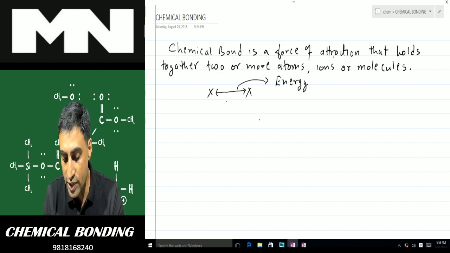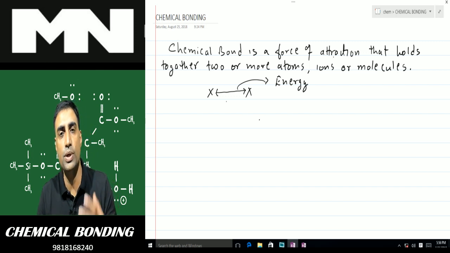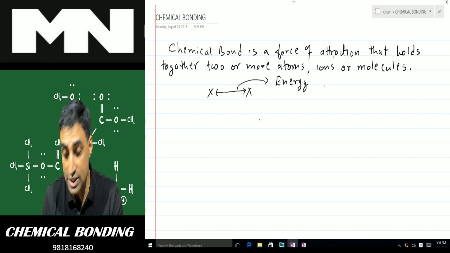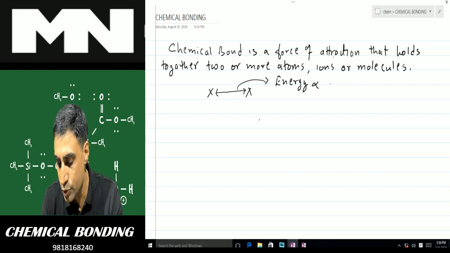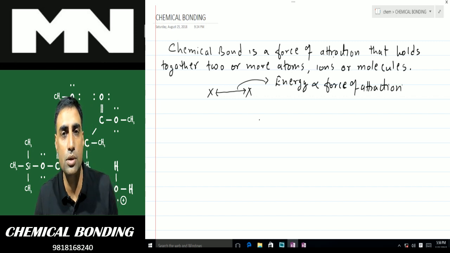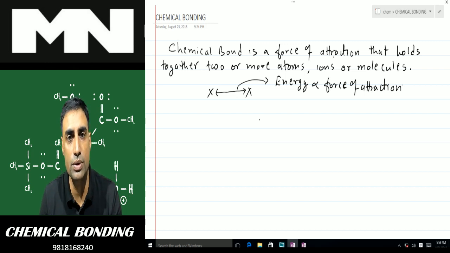When there is a force of attraction between two atoms, then due to attraction, their energy will decrease and an excess amount of energy will be given out. This energy which is given out is directly proportional to the force of attraction. So higher the attraction, more will be the amount of energy given out.